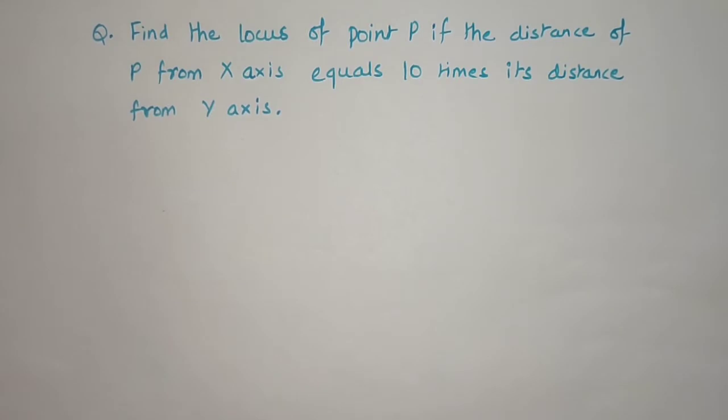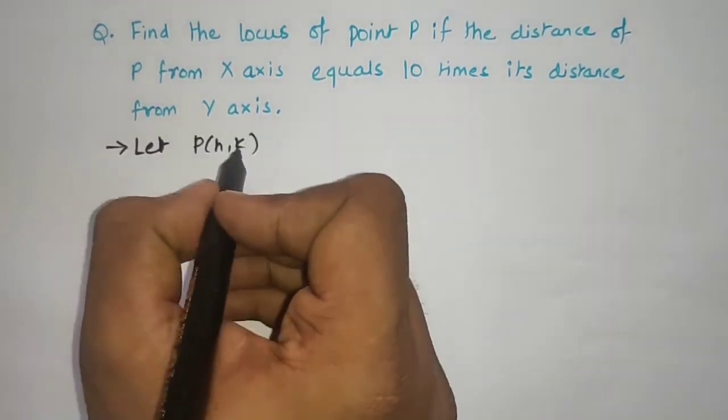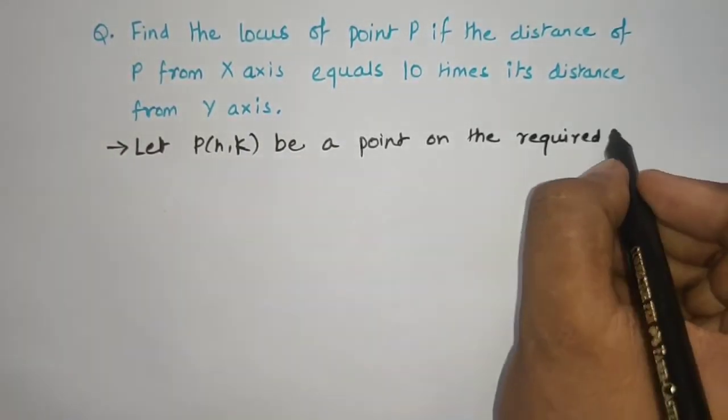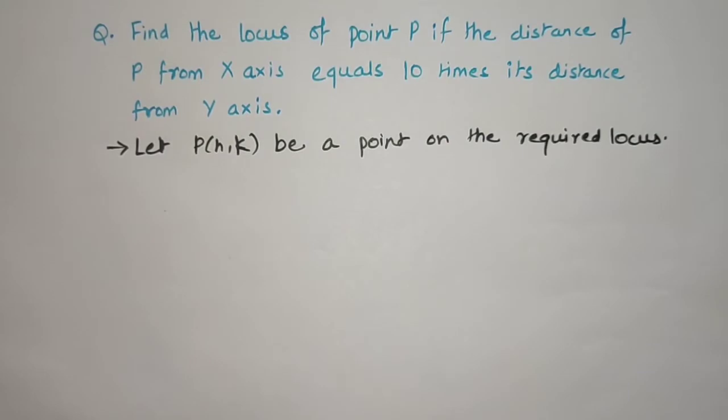And whenever the question is to find the equation of locus, what is it that you must think? Your brain should automatically say there are 4 steps to find the equation of locus. What is the first step? The first step is to assume a point (h, k) on the locus whose equation is to be found. So in the question, it is asked to find the equation of locus of point P. So we say let P(h, k) be a point on the required locus. This is your first step.